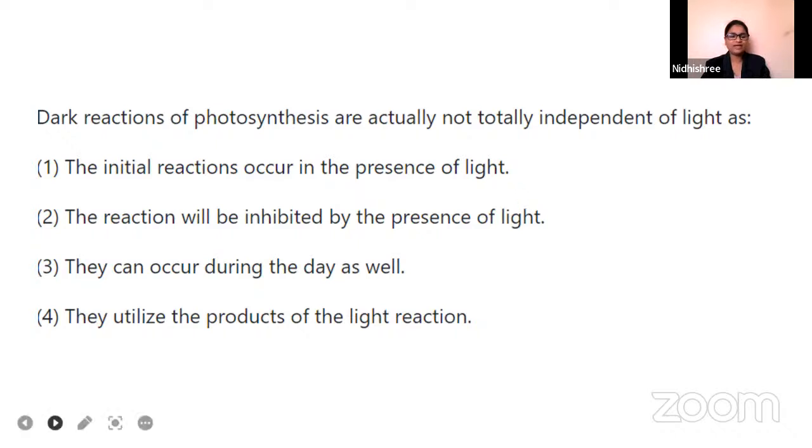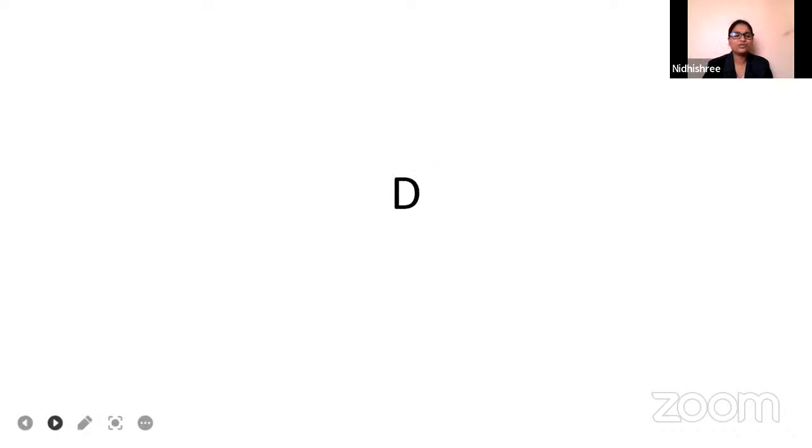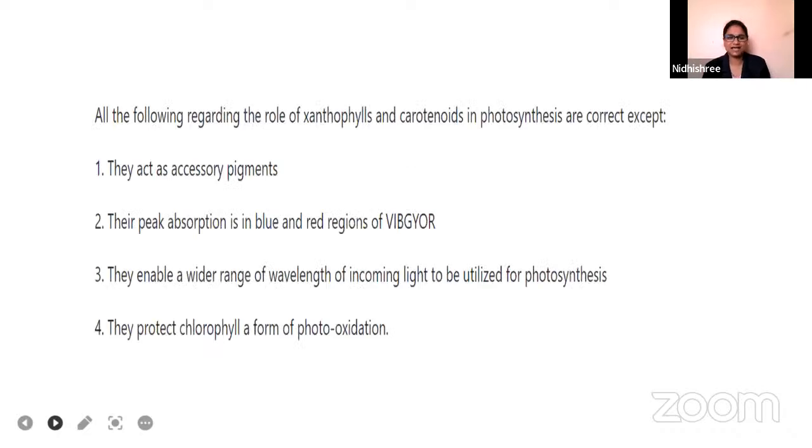So the right answer for this is, as you all voted, option D. They utilize the products of light reaction is the right answer. Good going. So the next question goes like this, guys.